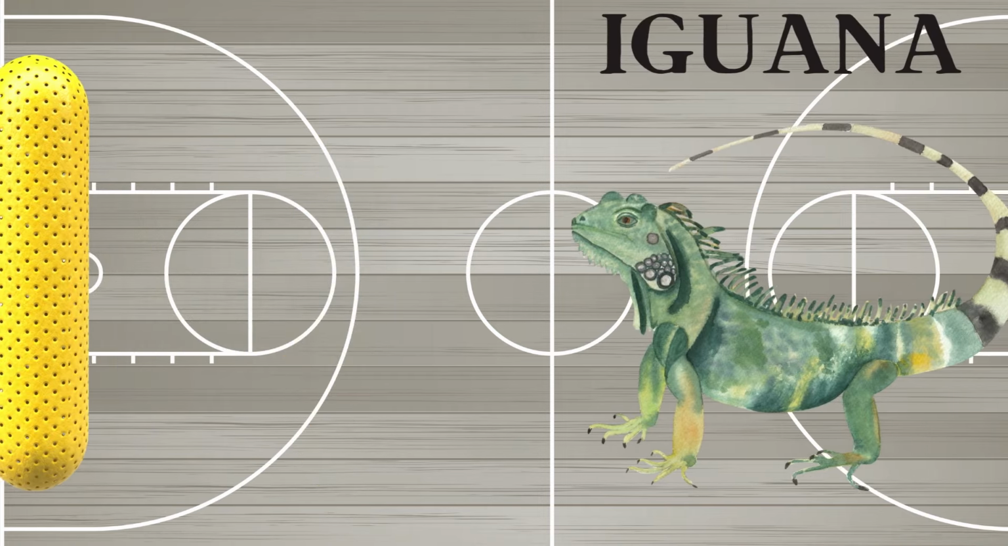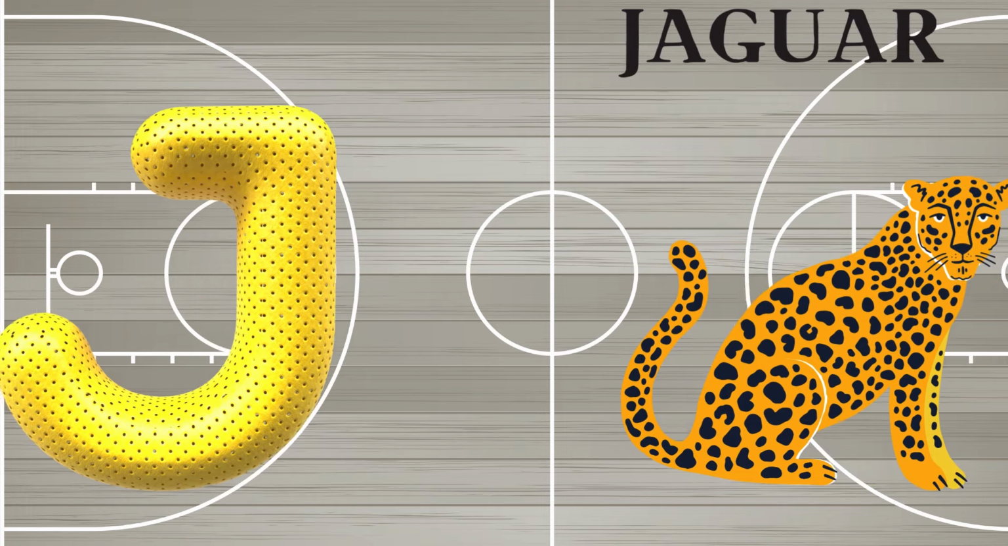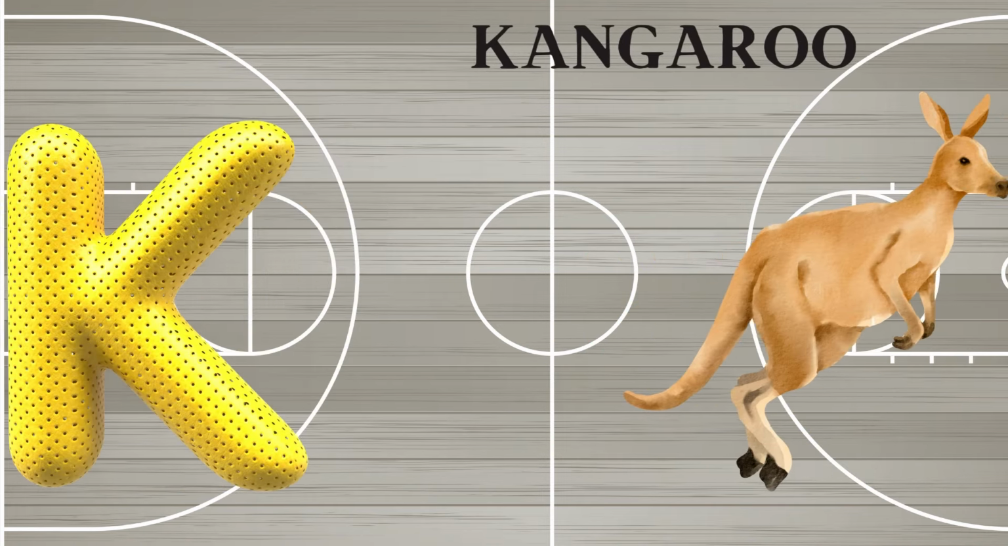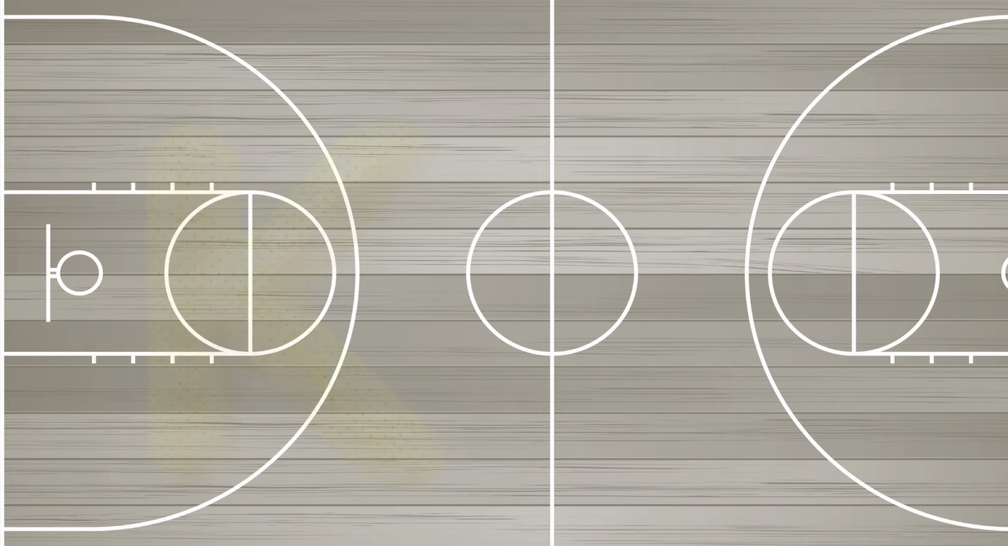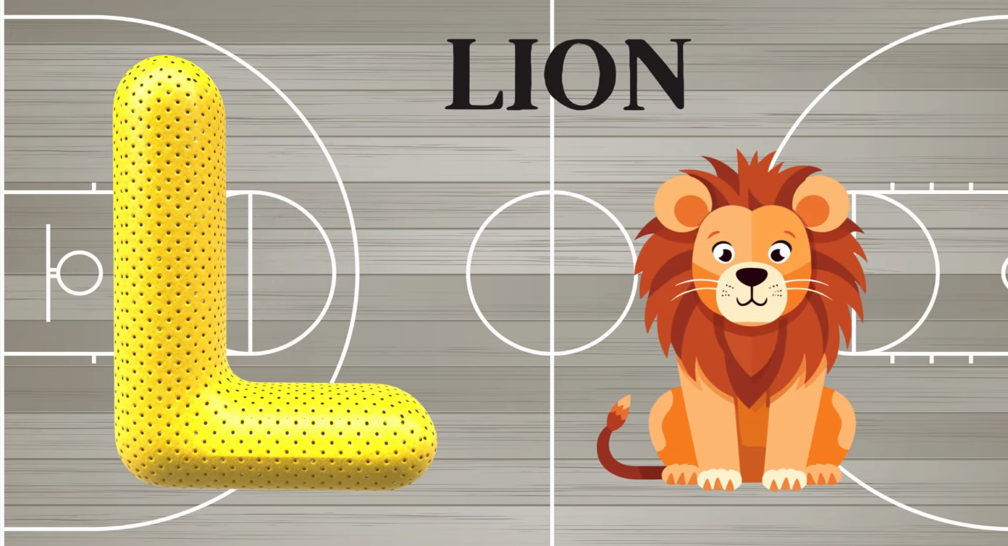I is for iguana. Iguana. J is for jaguar. Jaguar. K is for kangaroo. Kangaroo. L is for lion. Lion.